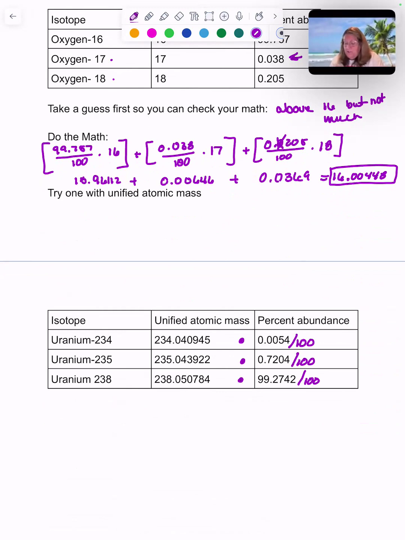So 0.0054 divided by 100 times 234.040945. And I'm carrying all the digits my calculator shows.